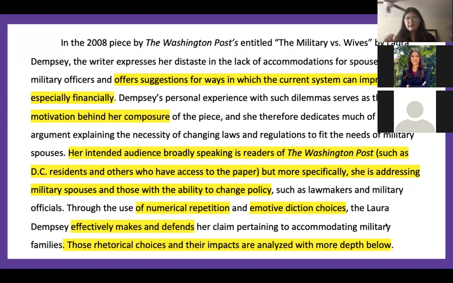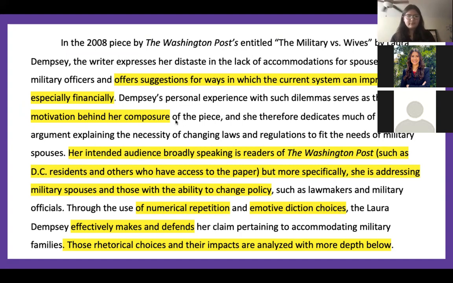I wrote a mock paper as a way to explain how I structured it, and just a way for you all to structure it as an option. I read this article that's actually available on the WPA website. It's called The Military versus Wives, written by Laura Dempsey. You can check it out and use it as a mock paper for your own. It was just a way to demonstrate how you would follow these steps.